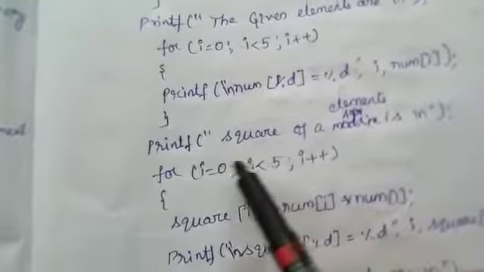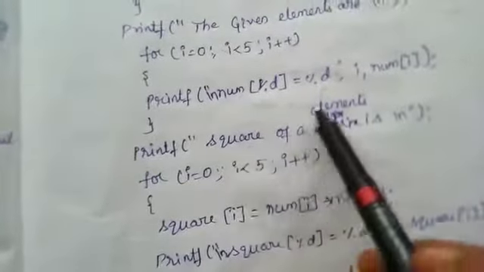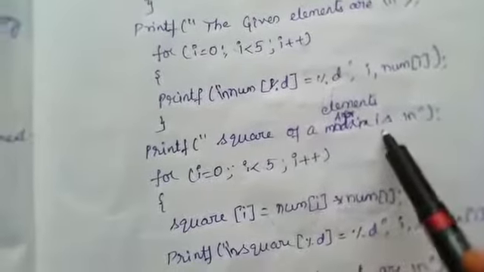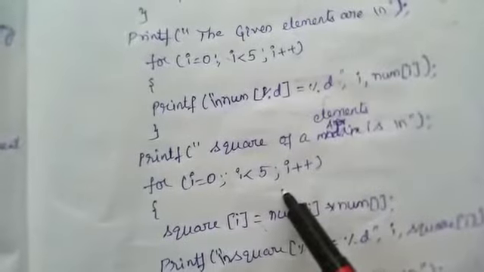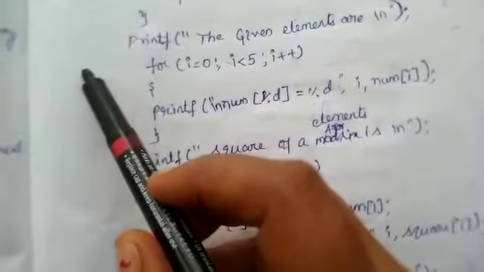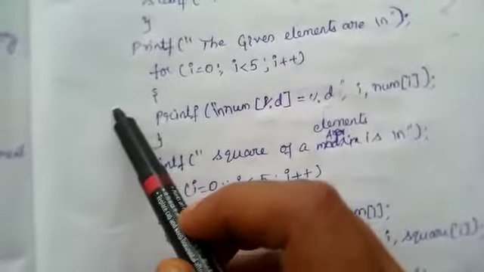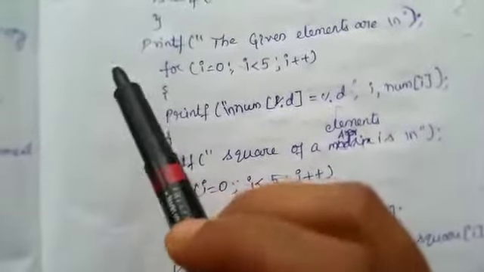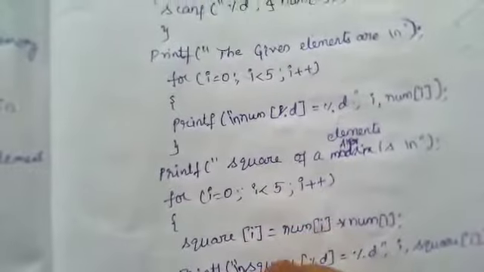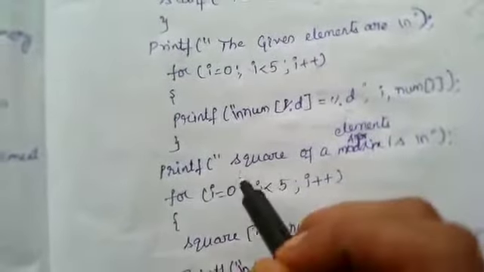How do you print the squares of the elements? printf squares of the elements is... Okay, so how do you find the squares of the elements? If you take first 0 into 0 is 0, 1 into 1 is 1, 2 into 2 is 4, 3 into 3 is 9. Like that, you have to give the squares of those elements.